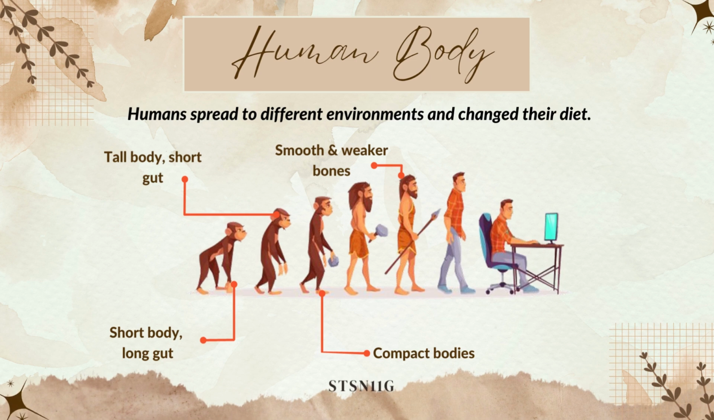Now, we also got several things about the human body that have evolved through time. Again, that's because of the change in the environment and our need to adapt for us to survive. So first, we have the short body and long gut. This is characterized by small but long arms and short legs. Why is it that we have a short body and long gut?